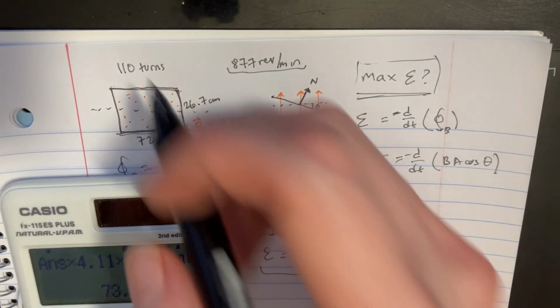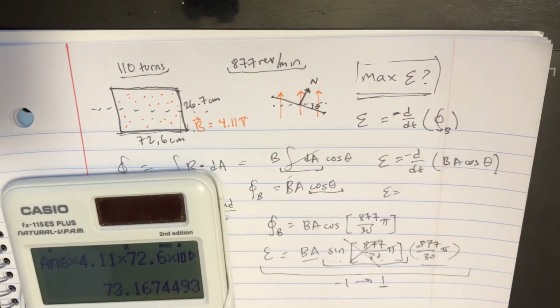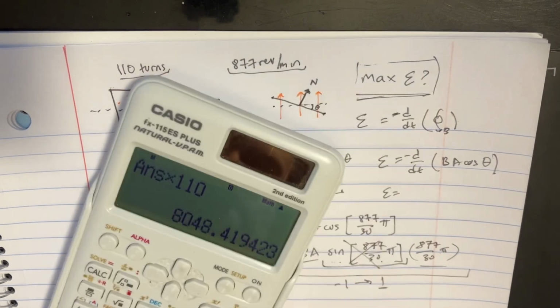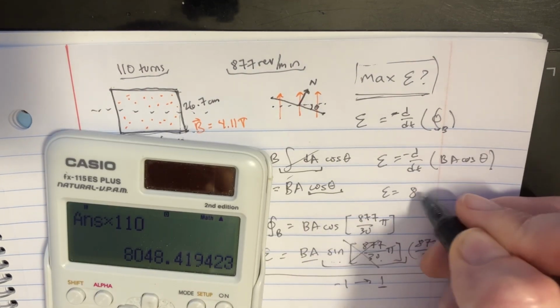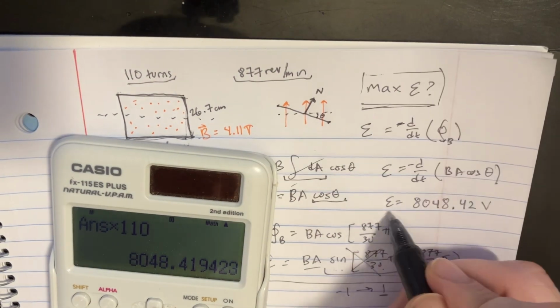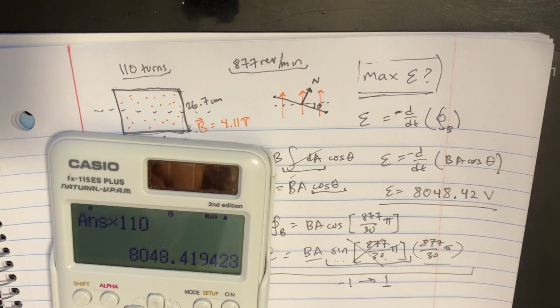And then let's multiply this by 110. Let's not forget that, 110. And so we should get the final voltage. This is the maximum possible voltage, something like 80.48. Nice.